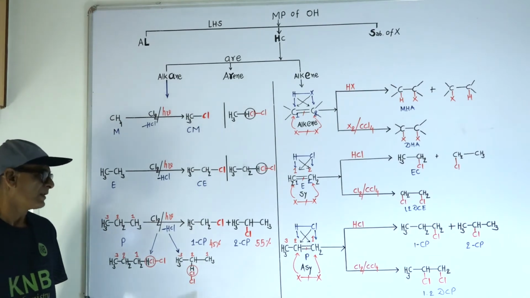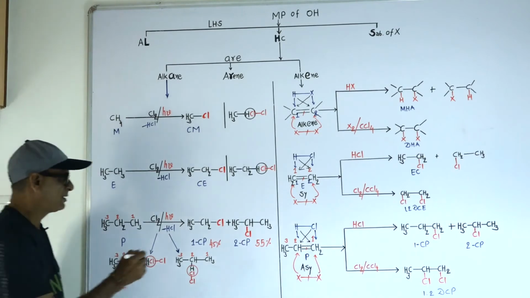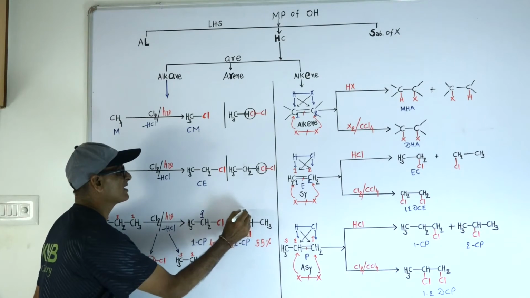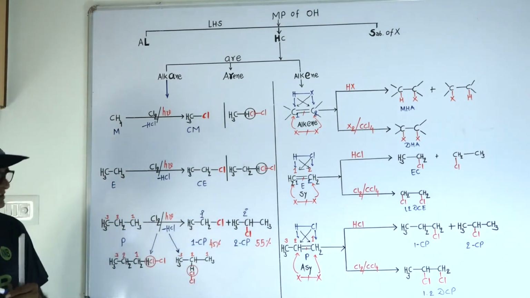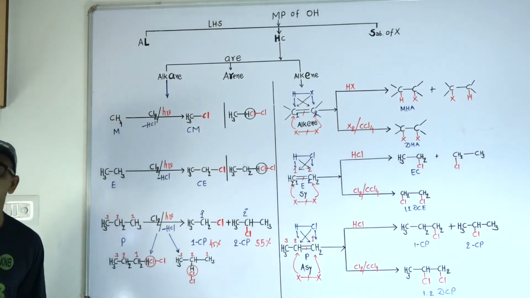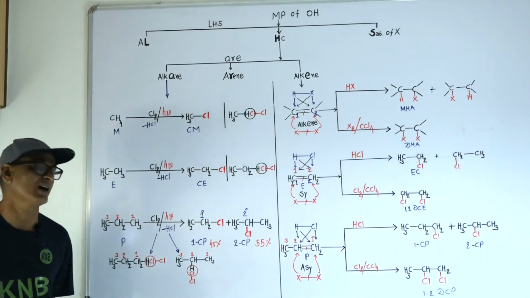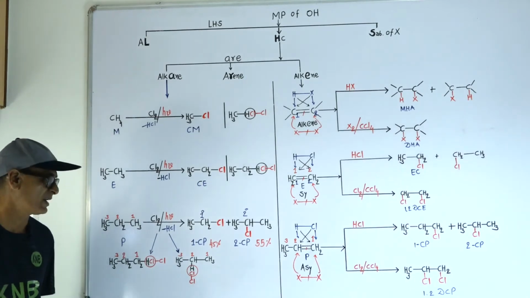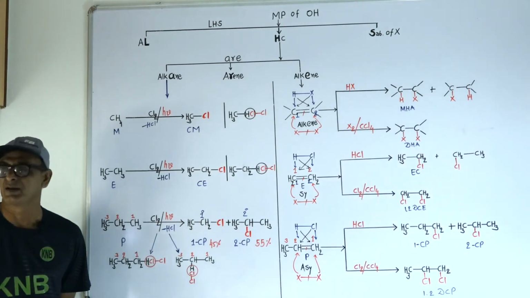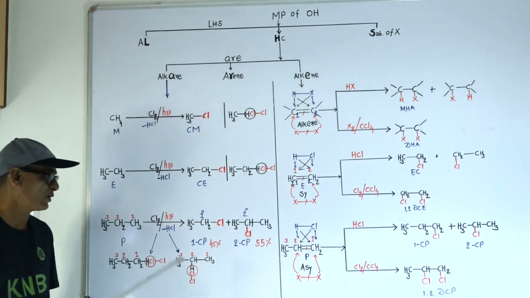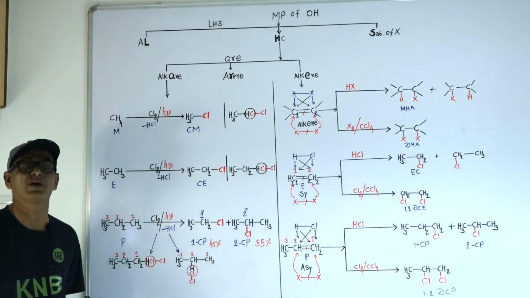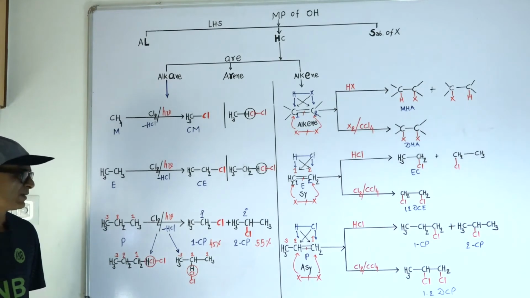Why? Here, this is a primary carbon. The carbon to which the halogen is attached is primary type here, and secondary type in the other. The stability of secondary carbon is more compared to primary carbon. That's why during the chlorination of propane, you will get a mixture of 1-chloropropane and 2-chloropropane, but the proportion of the secondary product will be more compared to primary.